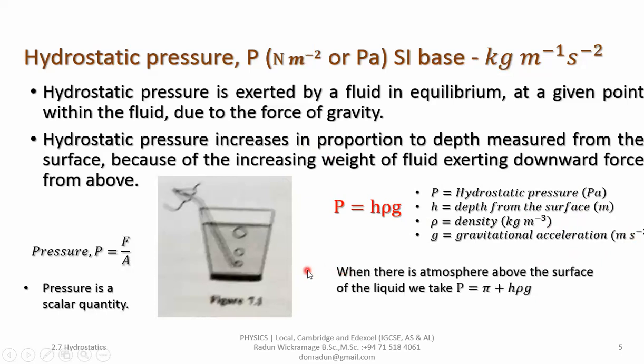When there is atmosphere above the surface or the interface, we can take the pressure exerted at a point below the surface as Pi plus h rho g. The Pi we have taken as the atmospheric pressure. We'll talk about atmospheric pressure further on. So that is 1 into 10 to the power 5 pascals. Okay, please pause the video and write down these notes.